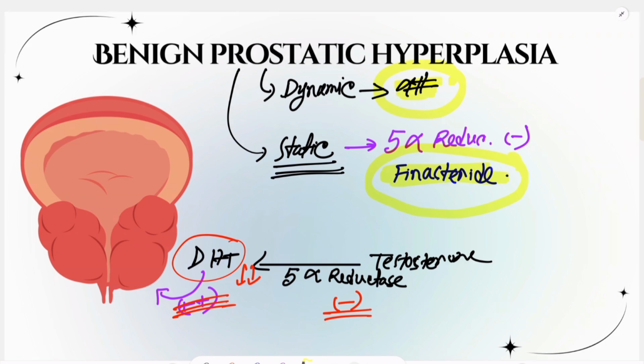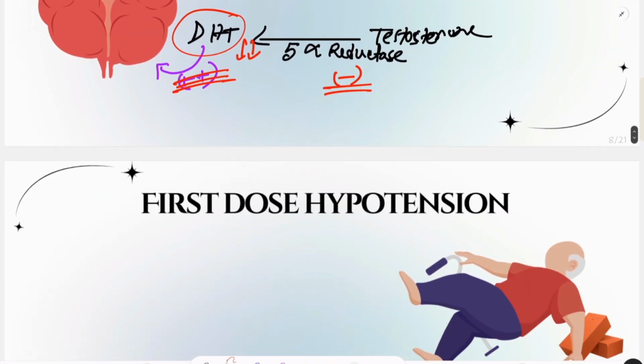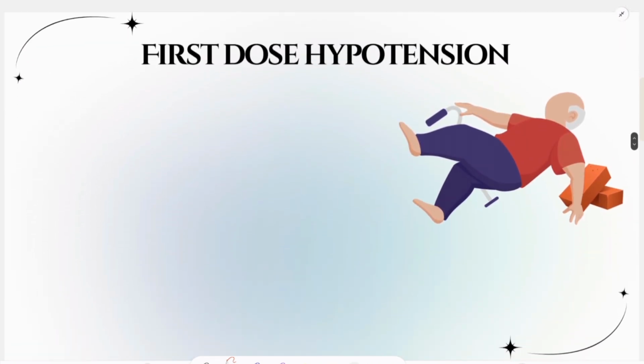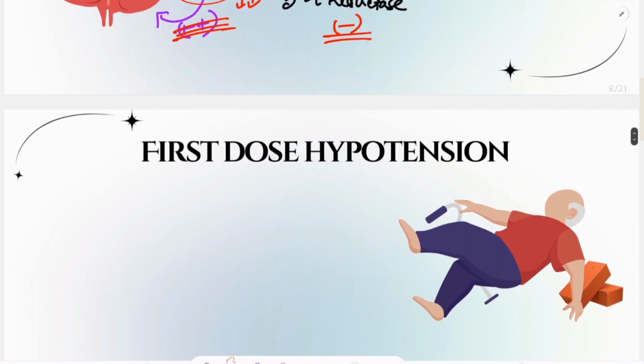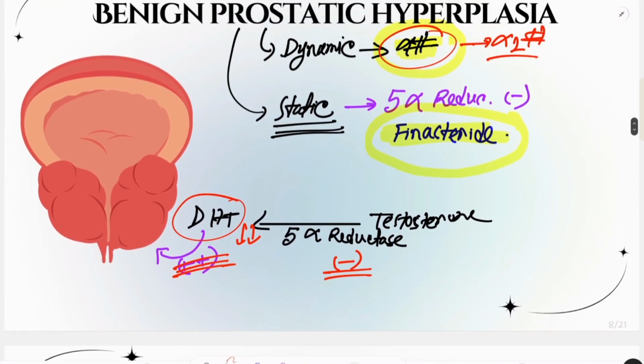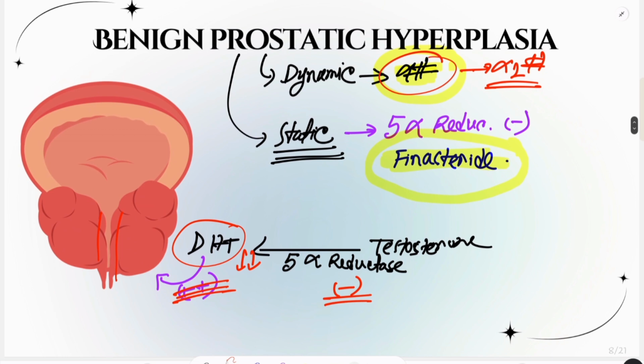But there is a problem with this alpha blocker or alpha 1 blocker. The problem is first dose hypotension. What happens is that if we provide an alpha 1 blocker to a patient, it will not only dilate the urethral lumen, it will also dilate the blood vessels. As we said, blood vessels also contain alpha 1 receptors. Blocking alpha 1 receptors leads to vasodilation.